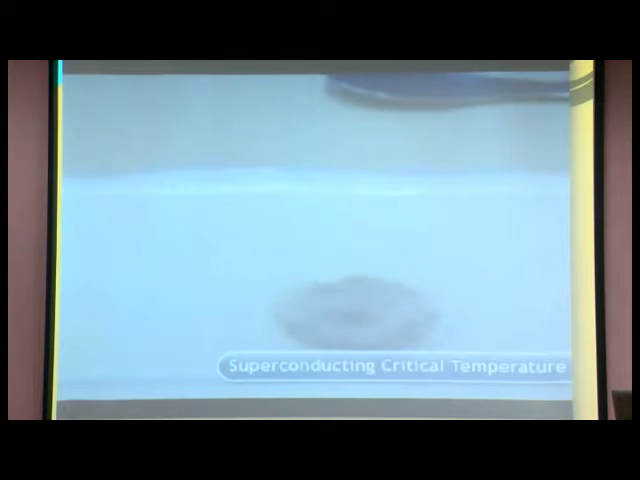Now we have to reduce the temperature to the critical temperature of 77 Kelvin using liquid nitrogen. Now this liquid nitrogen boils and reduces the temperature to 77 Kelvin. 77 Kelvin is the critical temperature for the superconductor. Superconducting critical temperature. Now it reaches 77 Kelvin.